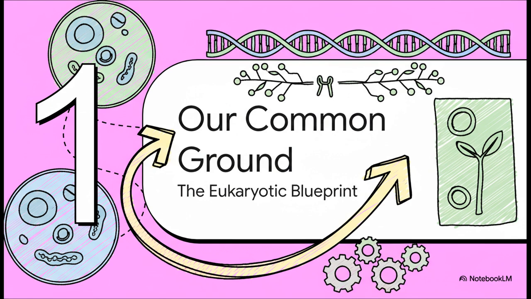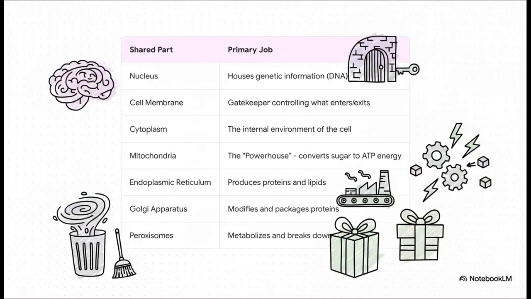Okay, so before we start picking them apart, it's super important to remember that plant and animal cells are actually part of the same big family. They're both eukaryotic cells. You can think of it like they're built from the same basic car chassis. They just have very different options and packages installed. So this is kind of the standard equipment that comes in every model.